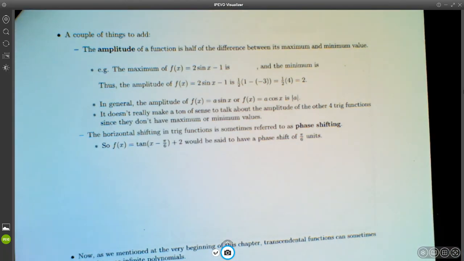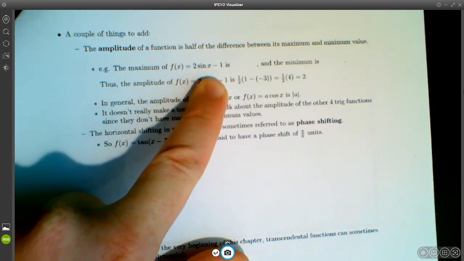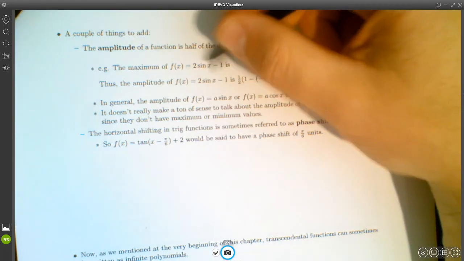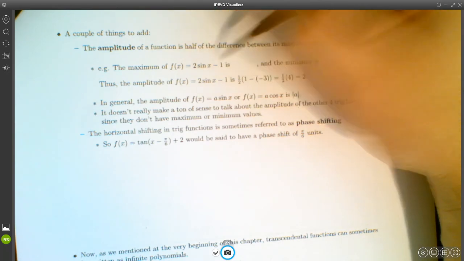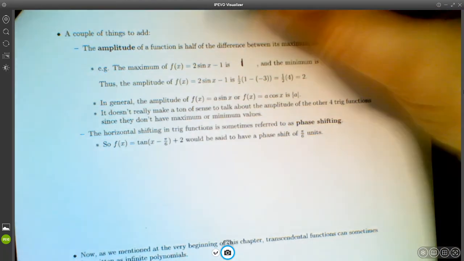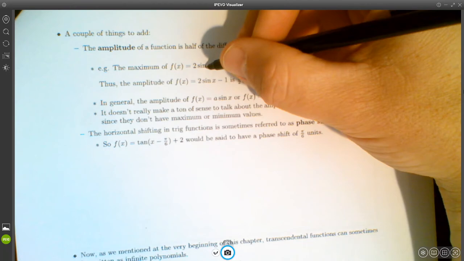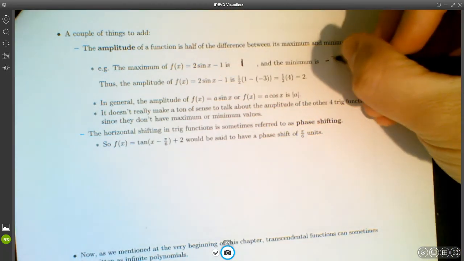So for example, the maximum of 2 sine x minus 1 is, well, I know that the maximum of sine x is 1, so the maximum of 2 sine x minus 1 is going to be 2 times 1, which is 2, minus 1, which is 1. So the maximum is going to be 1. The minimum of sine x is negative 1. 2 times negative 1 is negative 2, minus 1 is negative 3, so the minimum is negative 3.